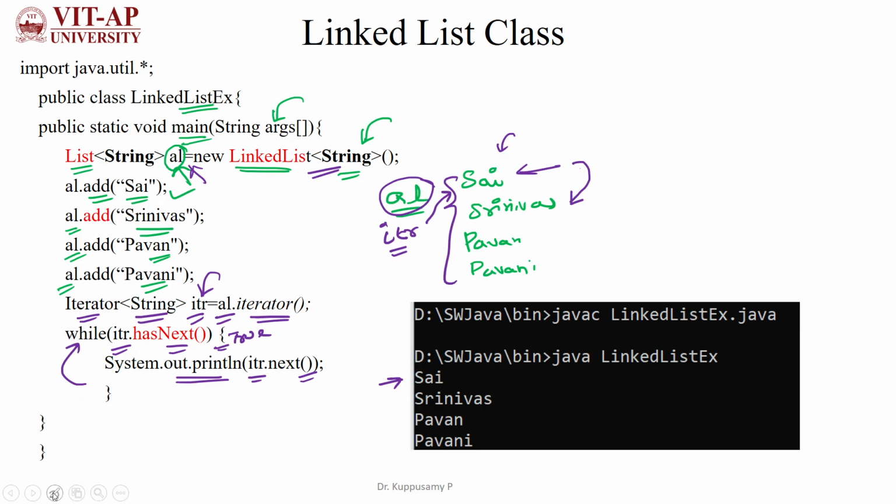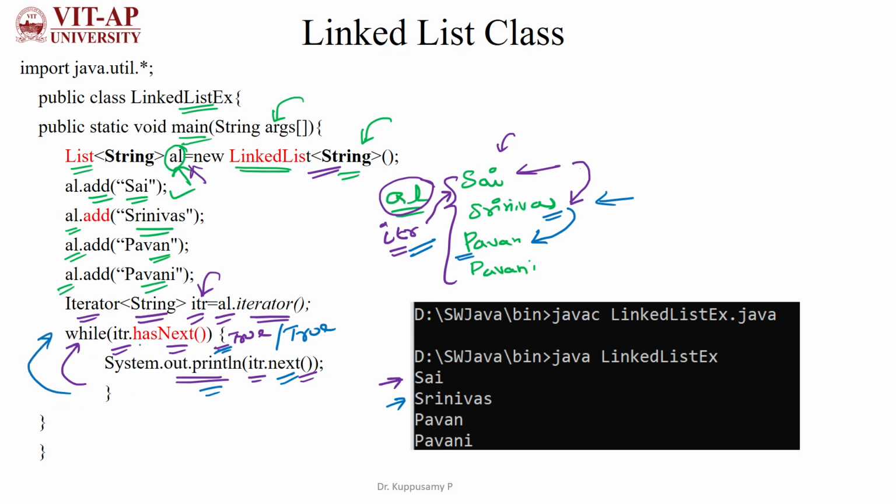Now again it checks whether ITR has a next value or not. Yes, ITR has a next value, so it returns true. If it returns true, it gets inside the while loop. So the while loop prints the value. This is the current value. So Srinivas is printed, then it moves to the next element. So now it moved here, then it goes back to the while loop.